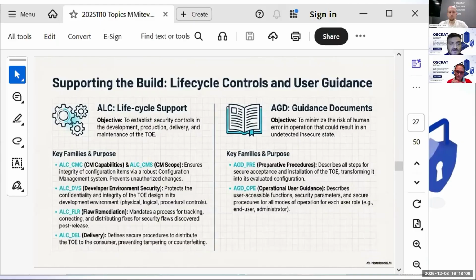The guidance documents explain how to install and operate the products correctly. Incorrect use can easily lead to an insecure system, so clear instructions are part of security assurance. These controls guarantee that the product's secure state is not lost during updates, maintenance, or distribution to customers.